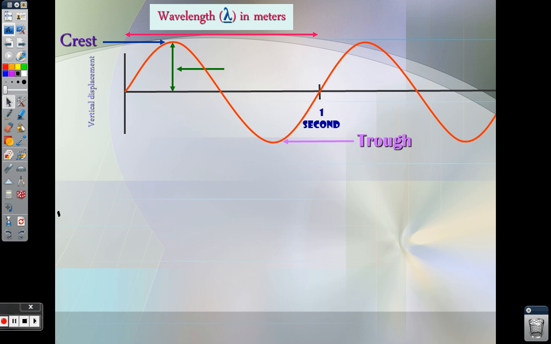Amplitude. Yes, the height goes in each wave. That's another good point: this height, this amplitude, is going to be the same for every crest and for every trough. It's going to equal the same number. The amplitude is going to be the same throughout the wave.